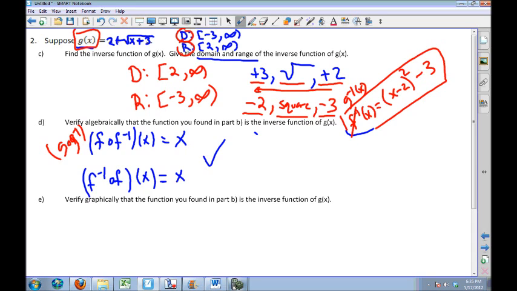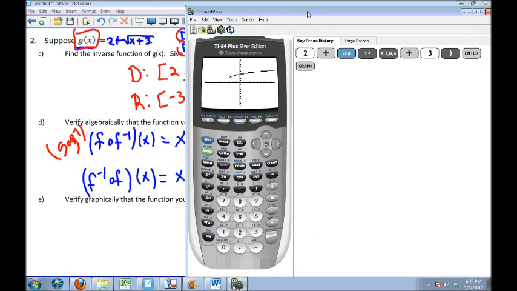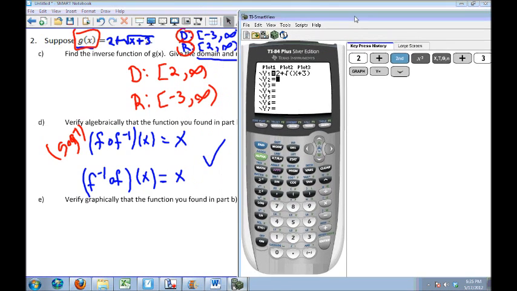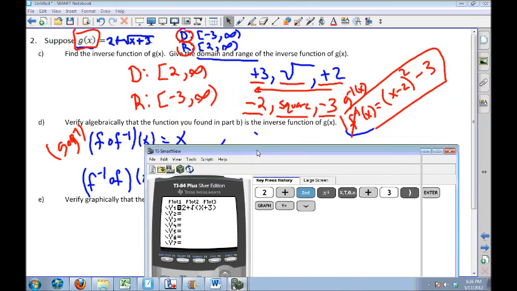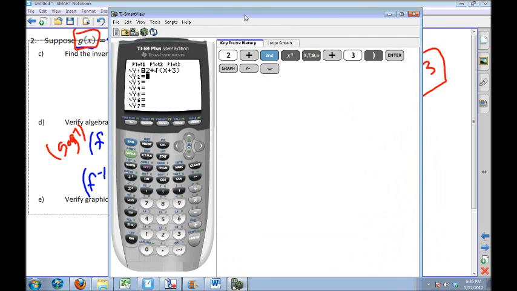Sorry about that. Now I also want to verify graphically that the function I found in part B is the inverse of g of x. To do that, I can again go to my calculator. I already have my g of x graph, so now I'm going to put in my graph for my inverse function, which is x minus 2 squared minus 3. So I'm going to put that in. X, oh, I need parentheses. X minus 2 squared minus 3.